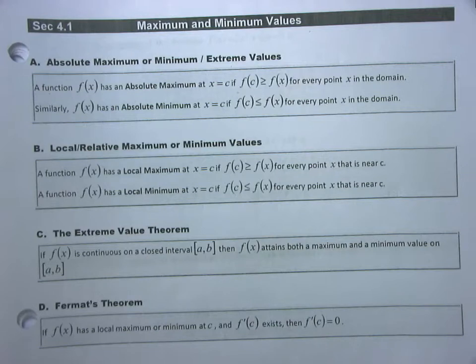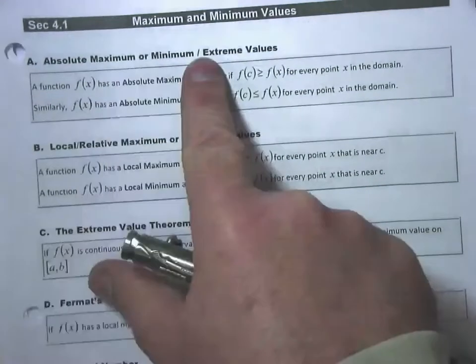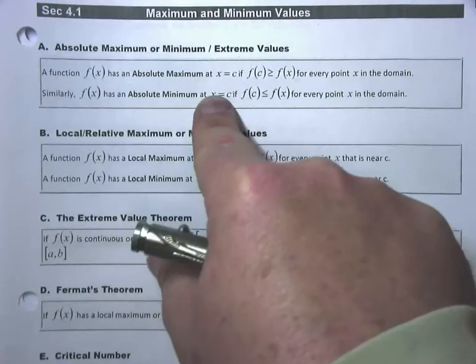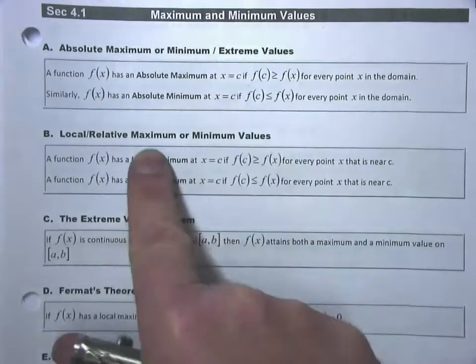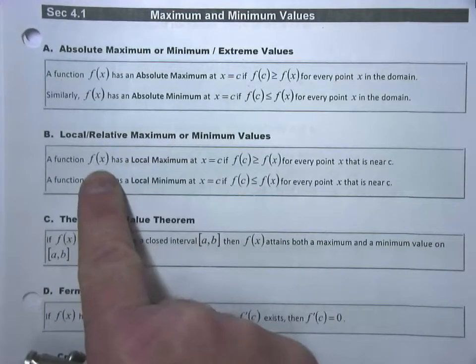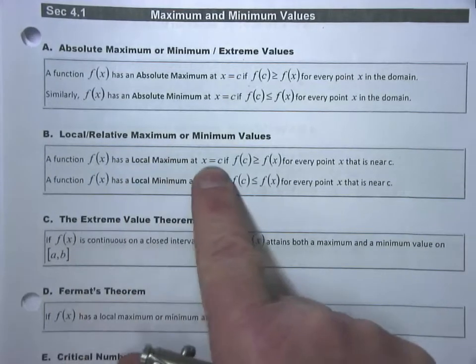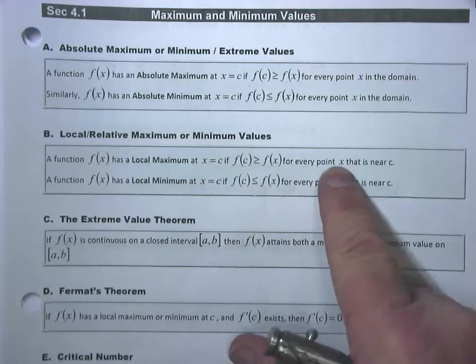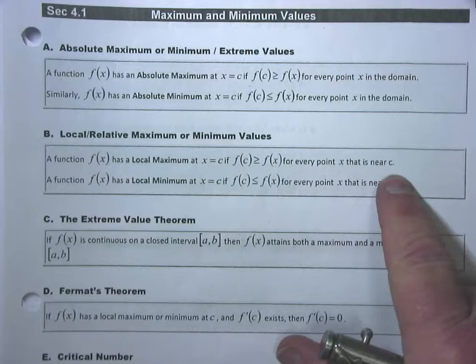So, how do we identify these things? Here we go. We have absolute max and mins. These are extreme values, the biggest and the smallest point for the entire function. We also have something called relative or local max and mins. A function f of x has a local maximum at x equals c if f of c is greater than or equal to f of x at every point that is quote-unquote near c.